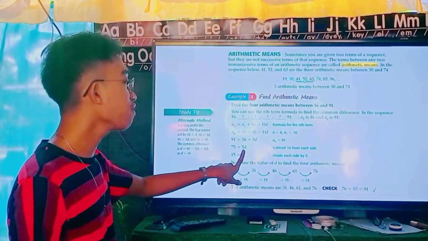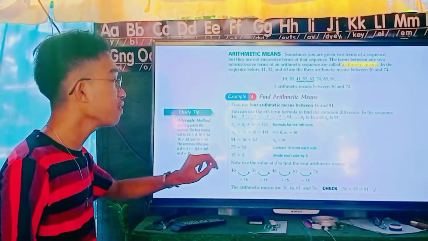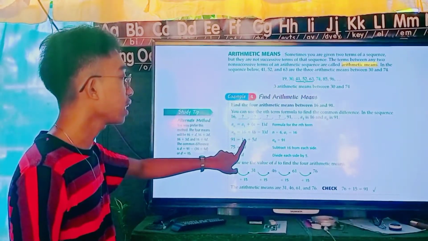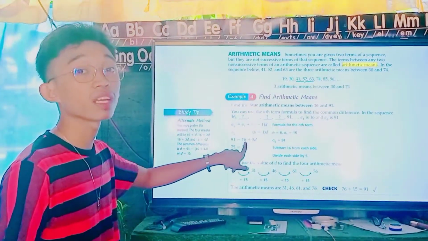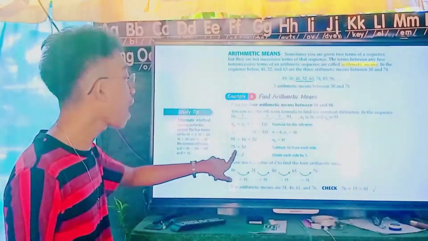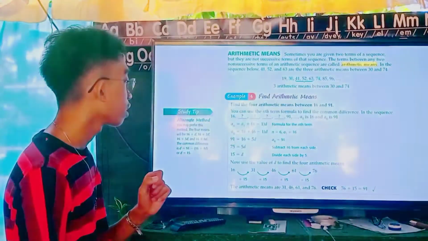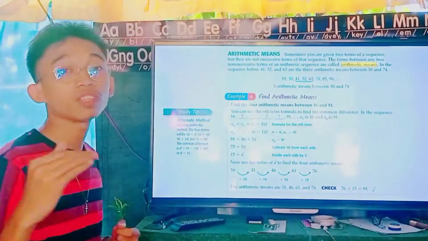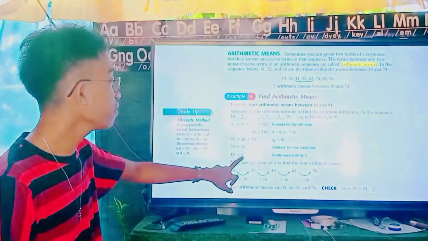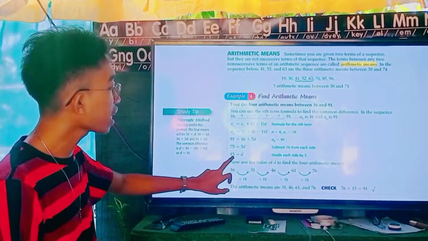75 is equal to 5d. Okay, why has it become 5d and 75? Because you are going to transpose 16 here. So the positive 16 will become negative 16. So 91 minus 16, that is 75, is equal to 5d. All you need to do is to divide it by 5 in order for you to get this value. So 5d divided by 5, that is d. 75 divided by 5, that is 15.